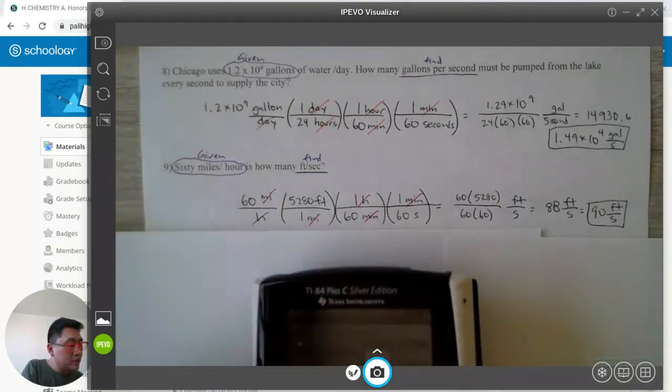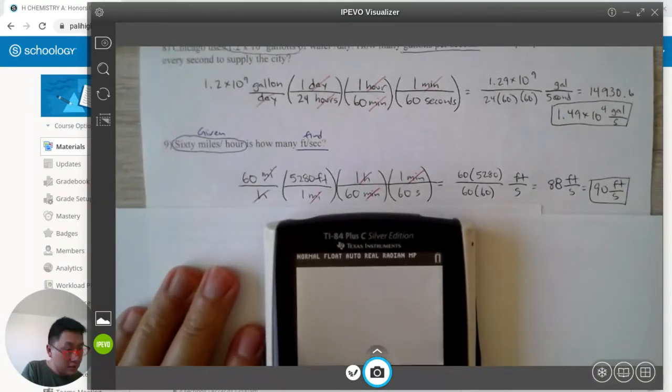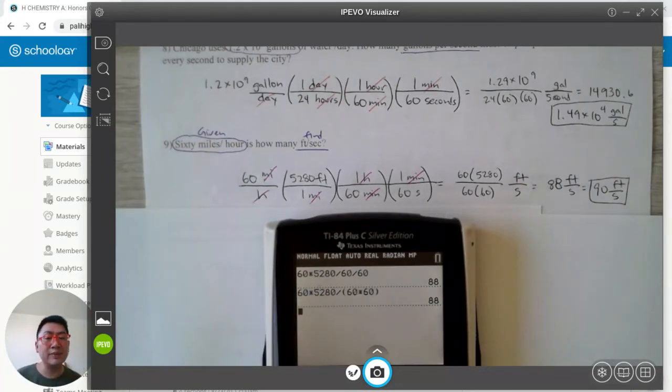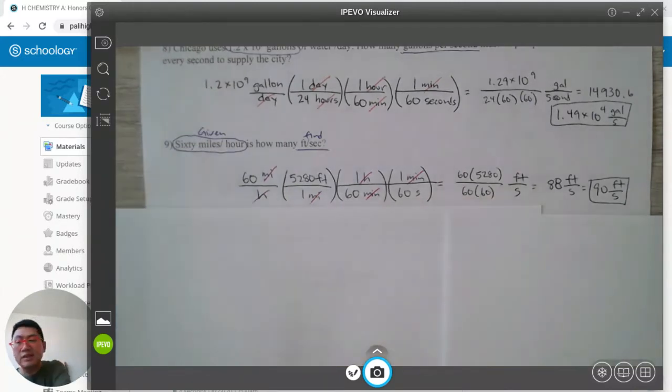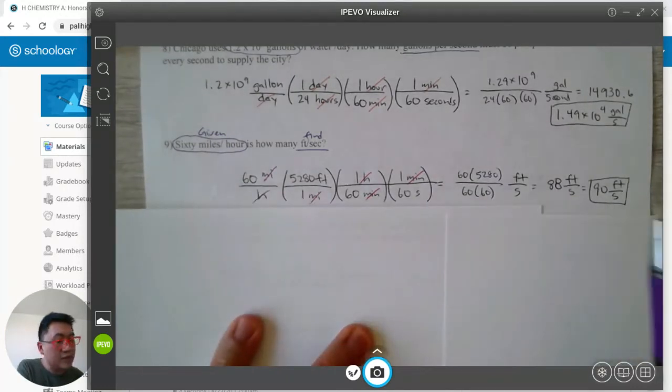So if you typed in a calculator, I'll do this again. So it should be 60 times 5,280 divided by 60 and divide by another 60, and I got 88, or I could do 60 times 5280 divided by, in parentheses, 60 times 60, 88, whichever way you want to type in a calculator. Either way, the answer was 88 feet per second. Technically, this is one significant figure. Round the answer from one significant figure, 88, rounds to 90.